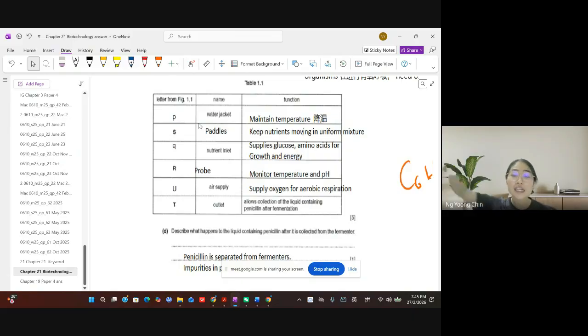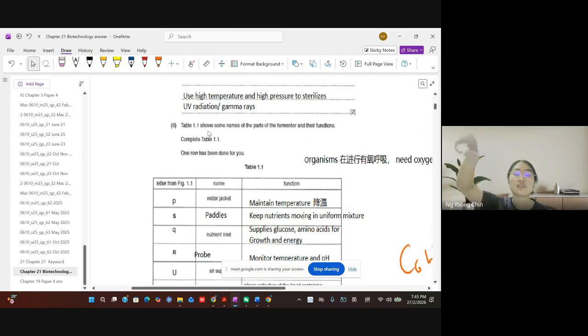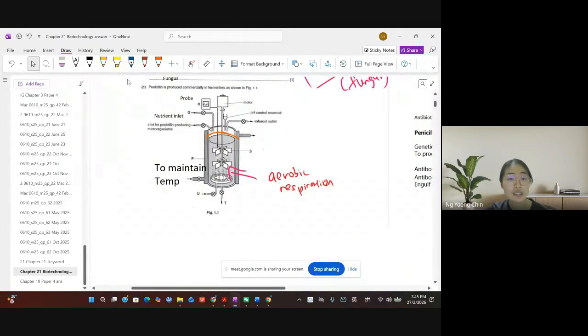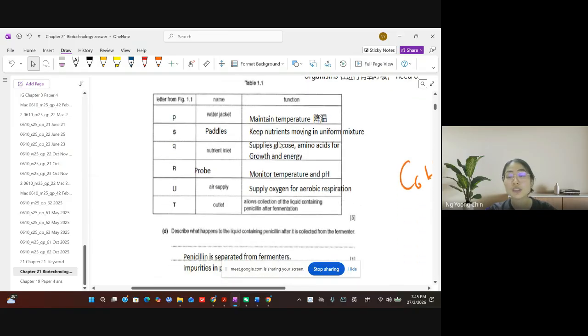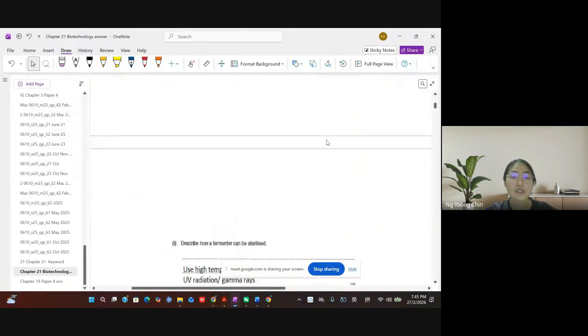So what are paddles? A paddle is a kind of equipment found in the fermenter. They just turn around in a circle, like this, non-stop. They just rotate non-stop. So they keep the nutrients moving in a uniform mixture. They want to ensure that all of the nutrients in the medium are being evenly distributed.